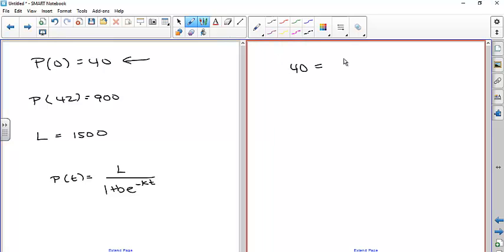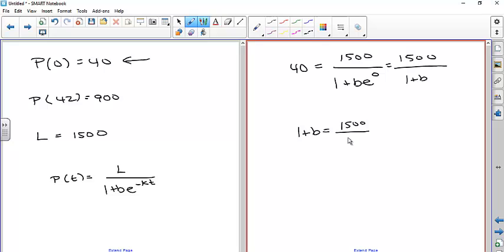So what we'd say is 40 is equal to 1500 divided by 1 plus B e to the 0 power. Because if you stick 0 in here, it doesn't matter what k is. And remember, e to the 0 is 1, so you get 1 plus B. And then you get to flip these around. So 1 plus B equals 1500 divided by 40. And something doesn't seem right. What did I do wrong here?